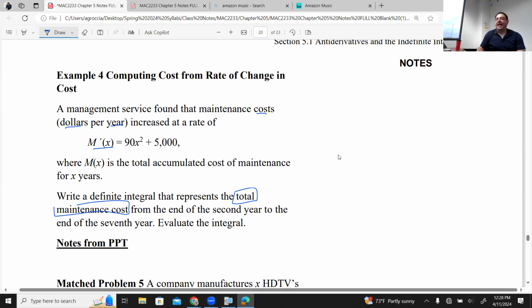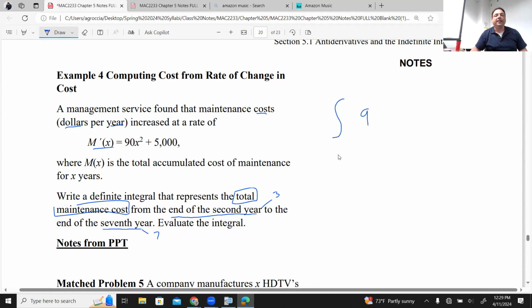This is where it gets a little tricky. At the end of the second year, that is a weird way to say year 3. It's just a weird way. The end of the second year is year 3 to the end of the 7th year, which is 7. I know that sounds weird, but end of the second is the beginning of the 3rd. And at the end of the 7th, you've completed the 7th. Okay? All of that to say, do we want the derivative or do we want the original? The original. So how do I go backwards?